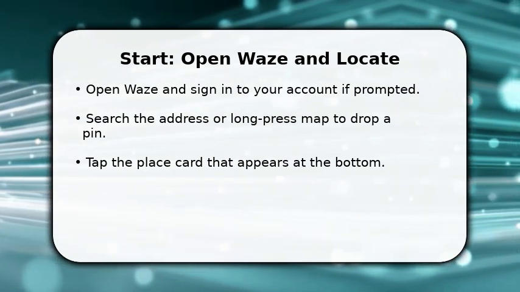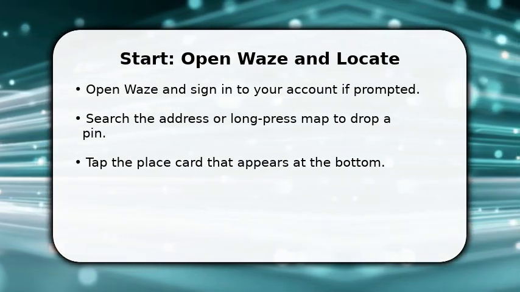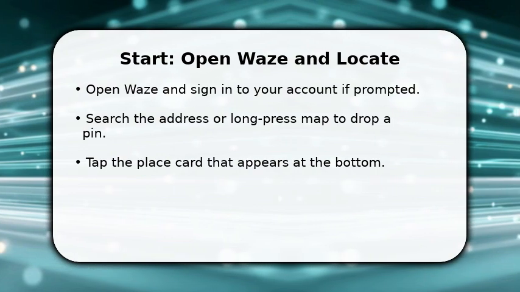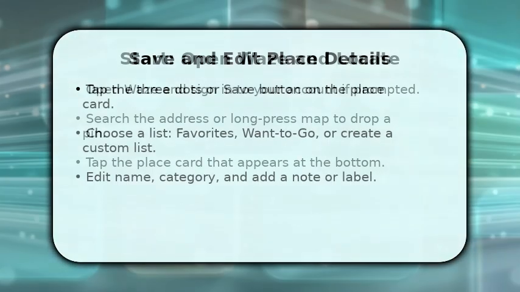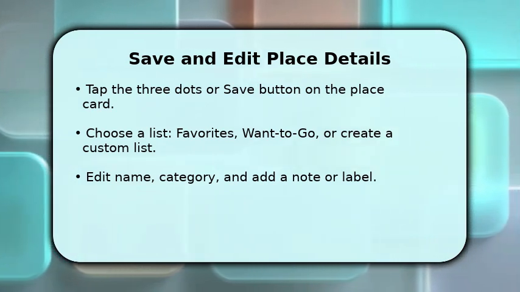Once the place card pops up at the bottom, swipe it up to reveal details. Make sure the pin matches the place you want to save before proceeding, because accuracy matters for later navigation and sharing. Once the place card is visible, tap Save or the three-dot menu to reveal saving options.